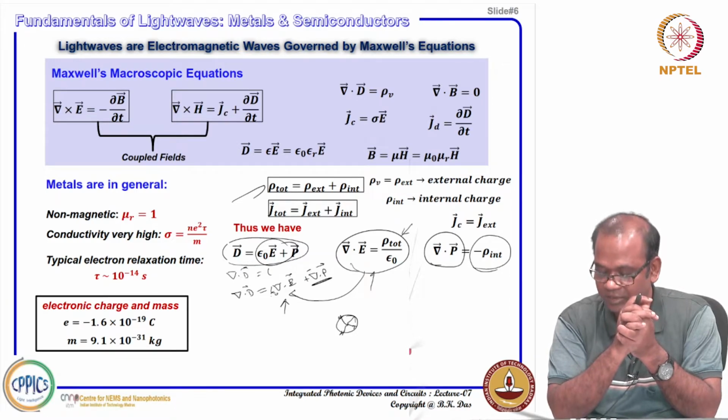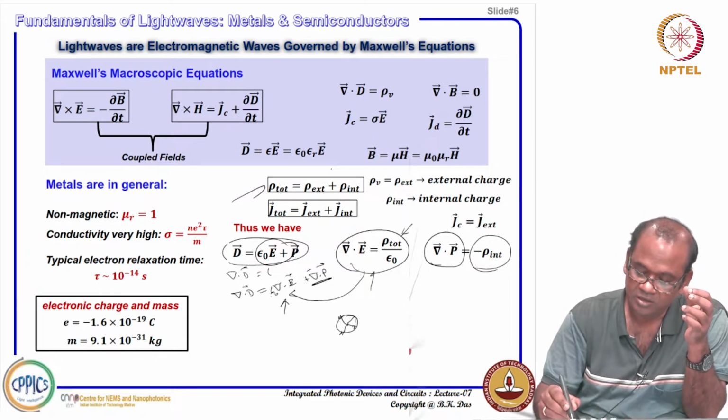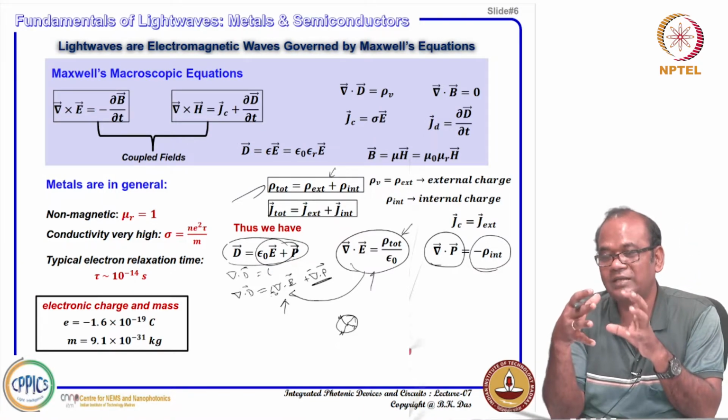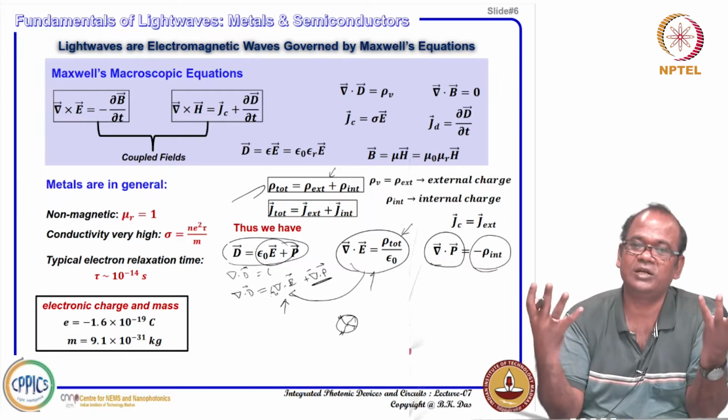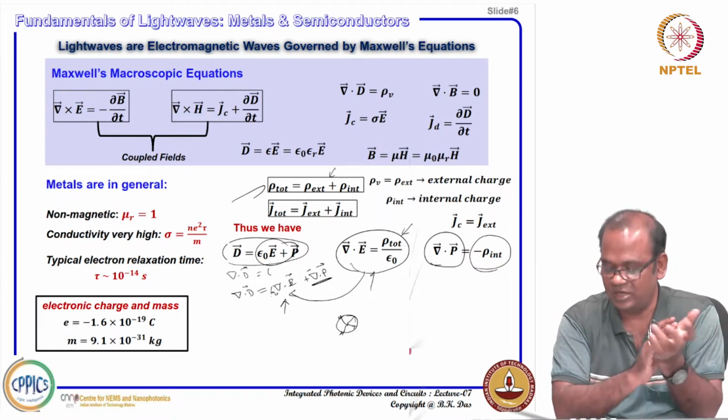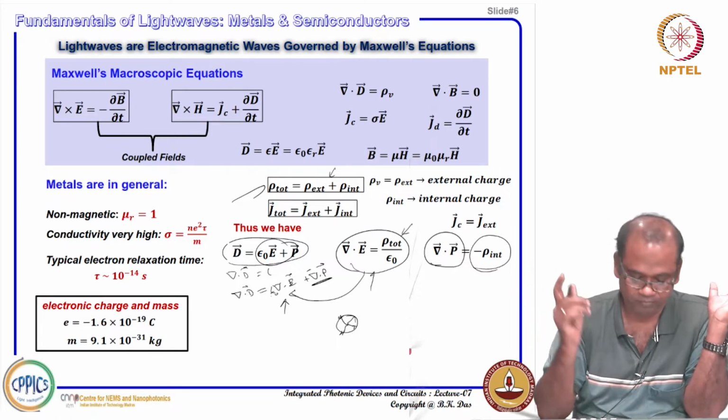Internal charge and negative charge. That is how you can incorporate rho external and rho internal. Because of the polarization density, you have additional charge, which must be added to the external charge. That is the whole idea.